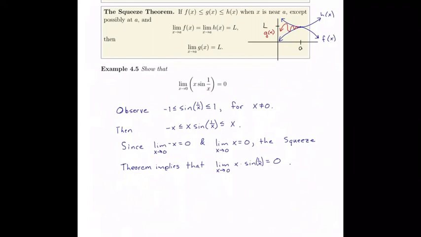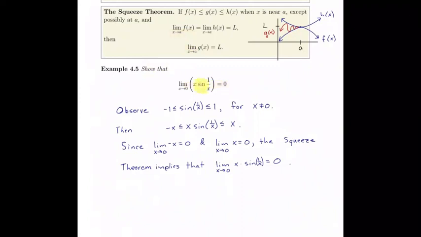So the method for this is not so much finding an answer, right? They ask us to show that this limit as x approaches 0 of this function is equal to 0. Right? We already have the answer in some sense. We're trying to prove it. We're trying to show that this is the case. So all we're really doing is making use of this theorem to show that this must be true. We just have to be clever about this.